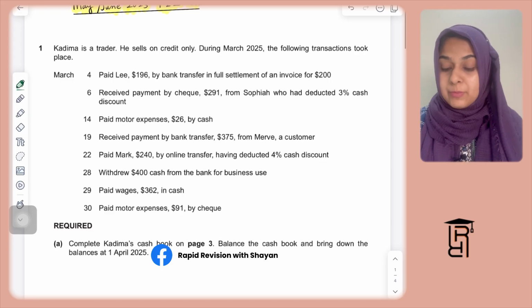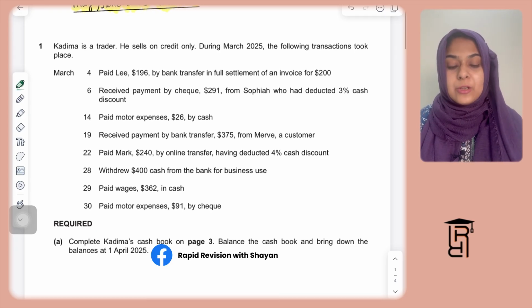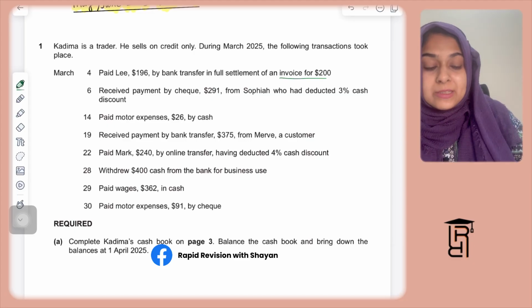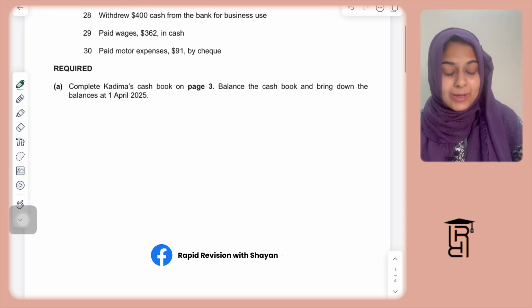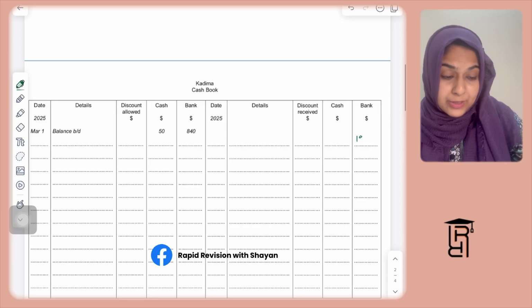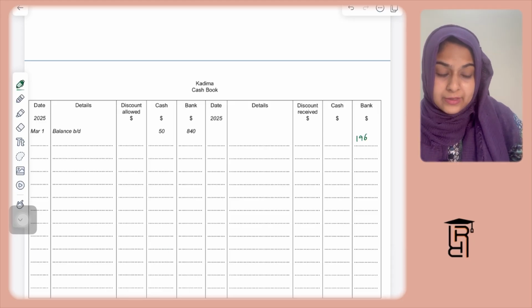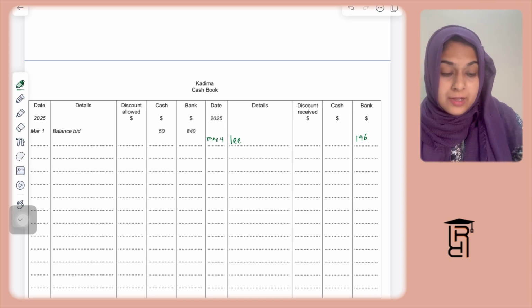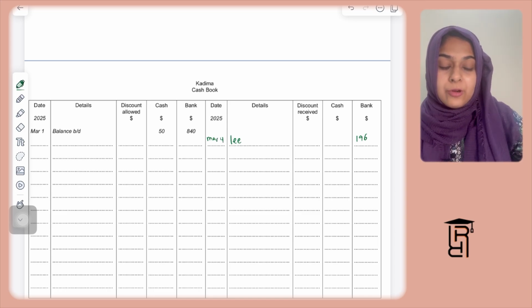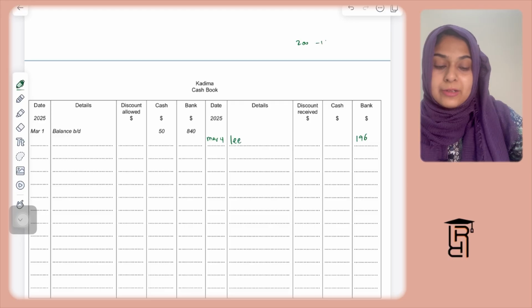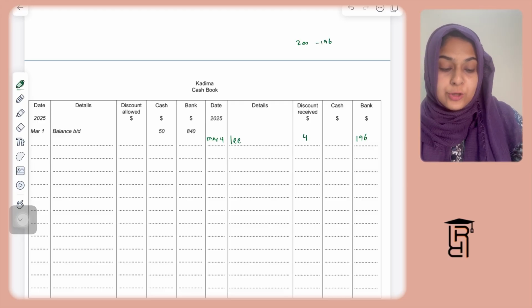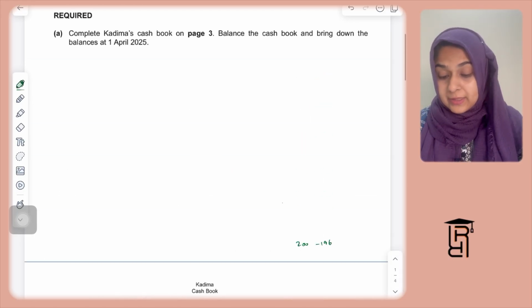of these transactions. March 4, paid Lee 196 by bank transfer in full settlement of an invoice of 200, which means we were supposed to pay him 200, but we are paying him 196 by bank transfer. So this is going to be recorded on the credit side of this cash book. I'm going to write here Lee, and I'm going to write here March 4. What about the $4 amount? So 200 minus 196 gives me $4, which is my discount received in this case.